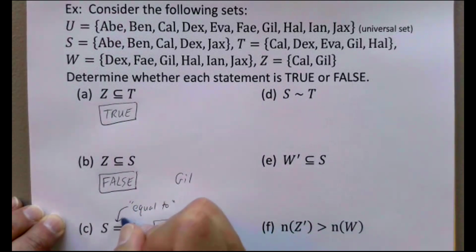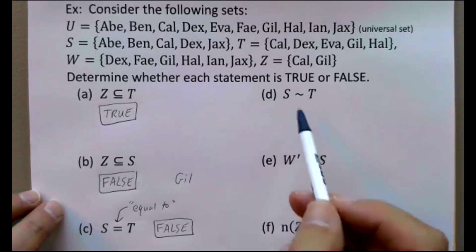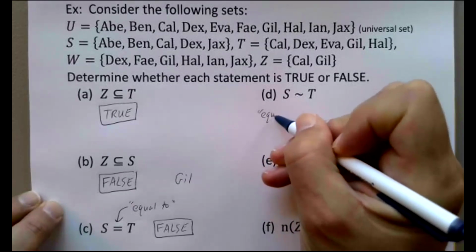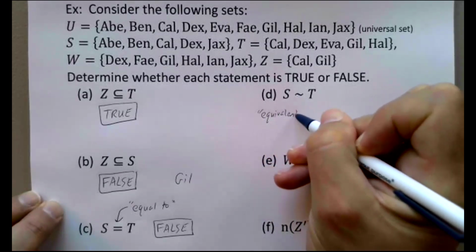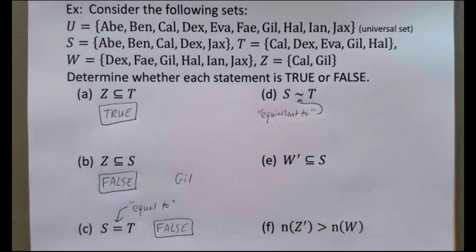Again, this definition is not from today. That was from a previous section. Also, this definition is not from today. This was from a previous section. This is equivalent to. Remember, when we say equivalent to, we just mean they have to have the same number of elements inside of them. They don't necessarily have to be the exact same elements as each other, but they just have to have the same amount of elements as each other. They have to have the same cardinality.